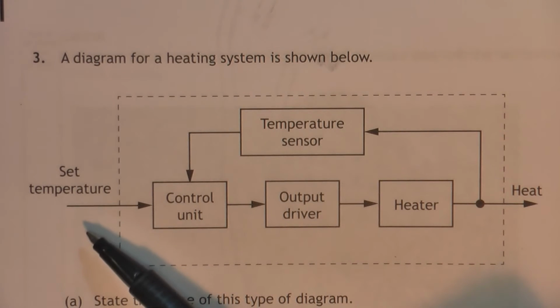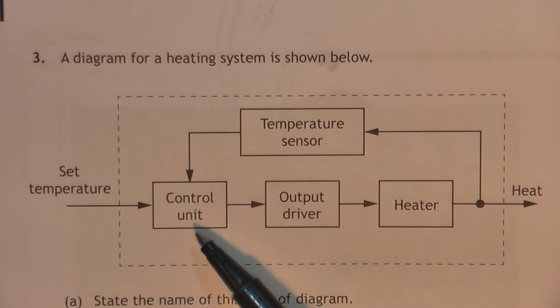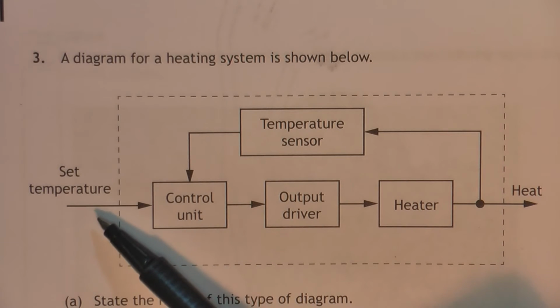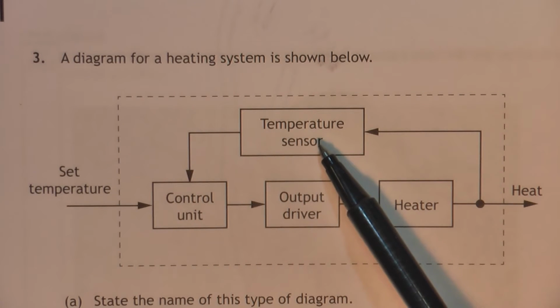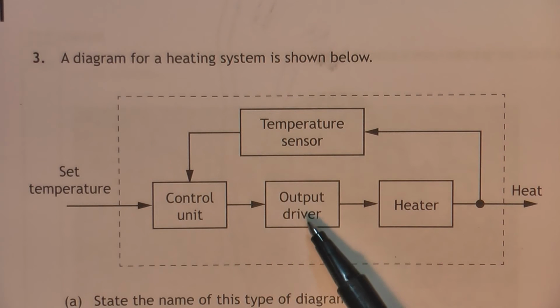The operator sets the temperature that they want to be in the room or wherever it is. That gets fed to the control unit. The control unit then compares the temperature you want with the temperature you've actually got in the room. So the control unit will decide whether to switch on the system or not. So if it's cold, the output driver gets switched on by the control unit.